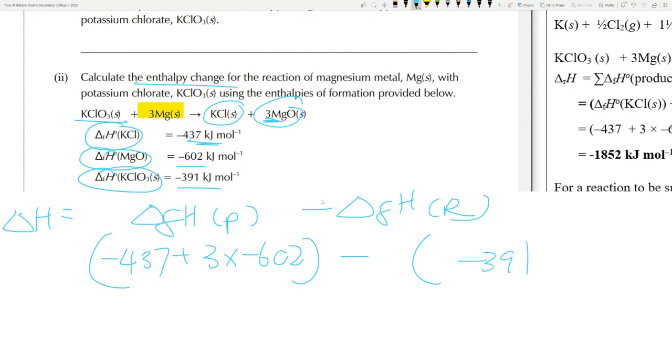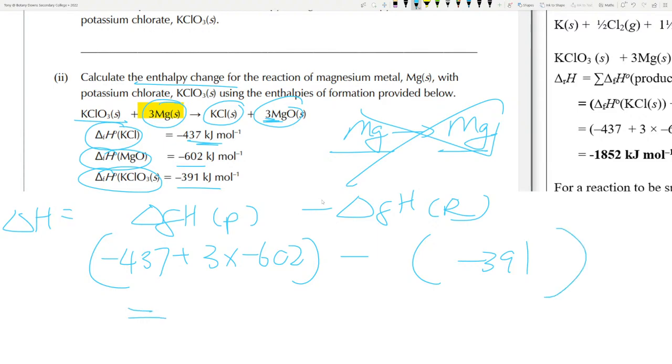Now, I think Rosemary's question is, why do I not include this? Because by definition, the enthalpy of formation of anything is the amount of energy released when you form that particular molecule from its constituent elements. Mg is already an element. So what is the energy released when you turn Mg into Mg? It's going to be zero. So that's not included. Then you substitute the numbers and work it out, and that's your answer.